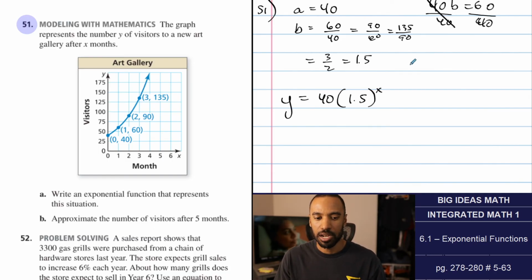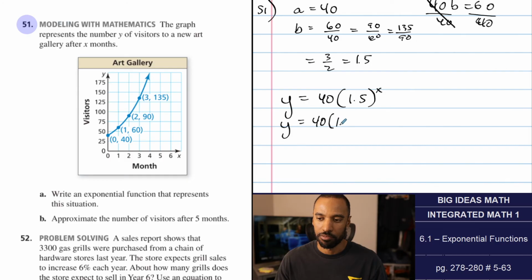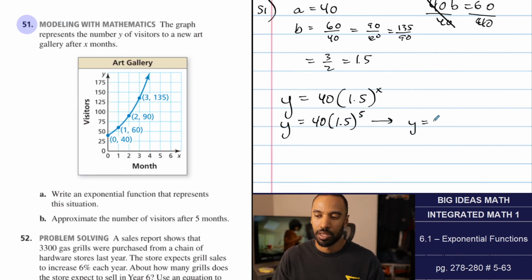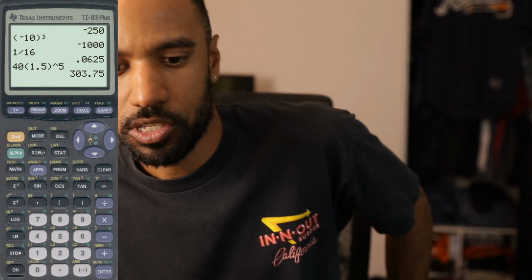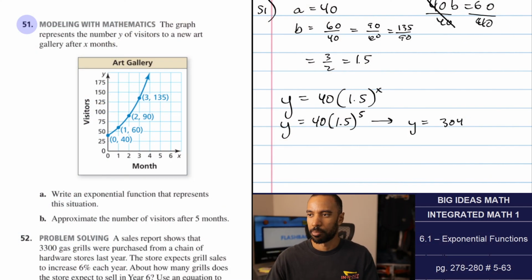It says approximate the number of visitors after 5 months. So we have by month 3 there. You could multiply by 1.5 a couple more times, or you could substitute 5 into here. So I'm just going to do this in my calculator. I'm going to do 40 times 1.5 raised to the 5th power, and that's just in parentheses like that. 303.75, you could say 304. 304 visitors. And that's how I'm going to go about it here.